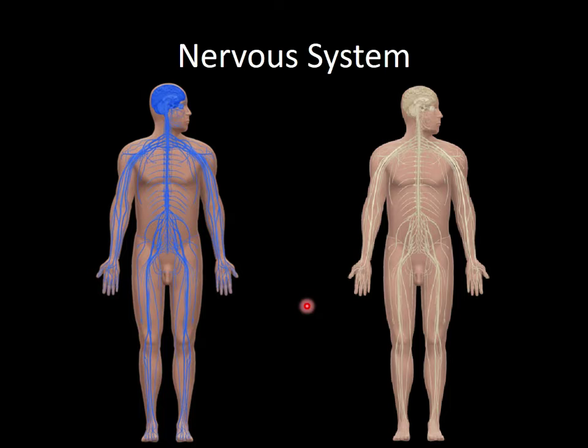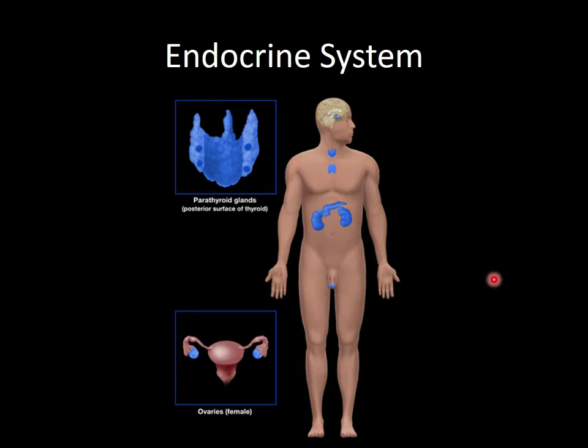And then we have the nervous system. The nervous system has the central nervous system and also the peripheral nervous system. Taken together, they are the messenger system that helps control different functions, both voluntary, meaning the things that we can control, and even involuntary.